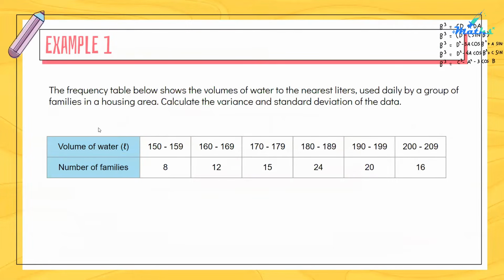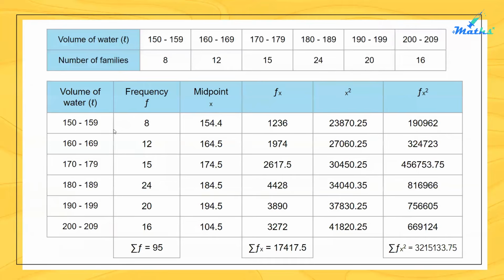Example 1. The frequency table below shows the volume of water to the nearest liter used daily by a group of families in a housing area. Calculate the variance and standard deviation of the data. Okay, and create a table: volume of water, frequency, midpoint, fx, x power 2, fx power 2. For the value and frequency, just copy it from the question.